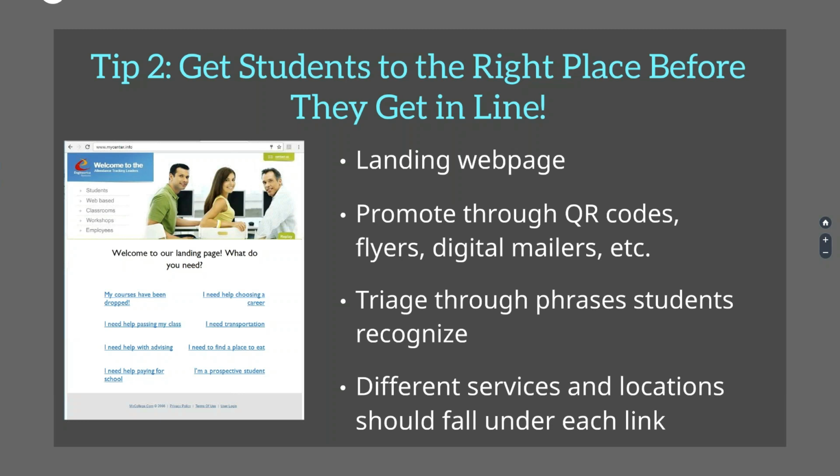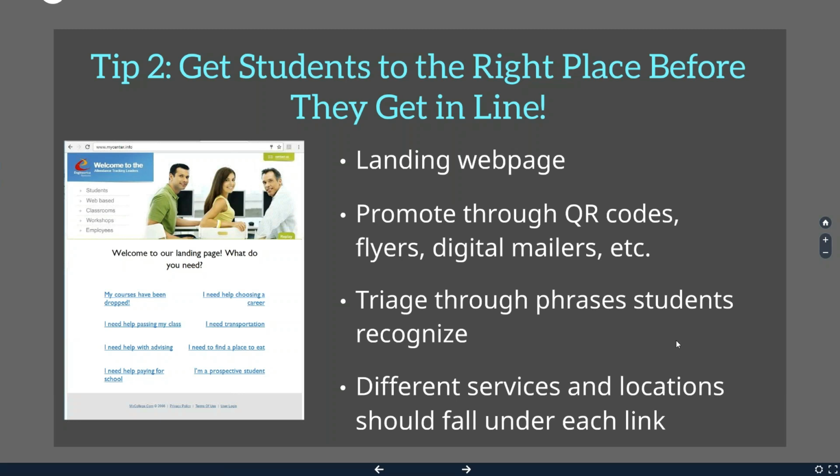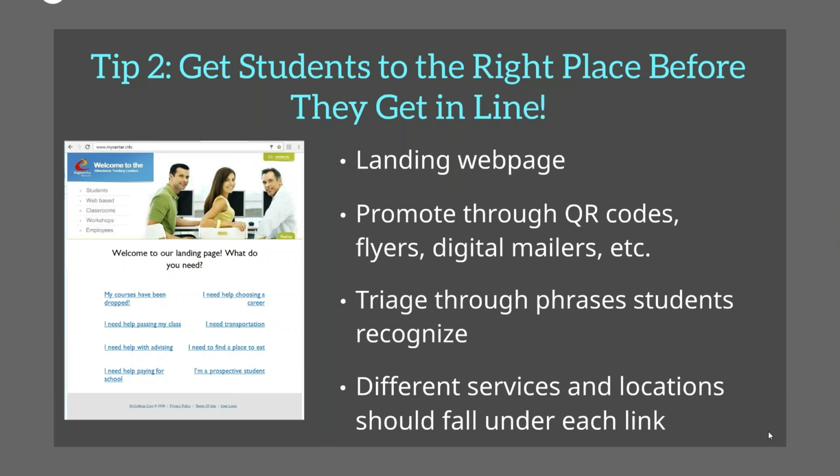And different services and locations should fall under each link. So for example, I need help passing my class. Immediately that probably for a lot of you brings to mind tutoring. But that might not be what the student means. They might mean that they need a note taker if they have a documented disability. It might mean that they just need a place to study. It might mean that they need help connecting with their instructor. So we want these to be phrases students recognize, but we also want them to be general enough that it can lead them to a lot of different places, and it's not so specific that they don't understand it.